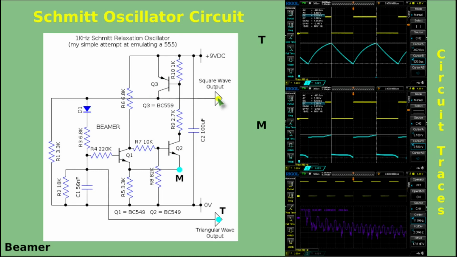Well, that's the basics out of the way. Let's get into the nitty-gritty. R1 is a pull-down resistor for the output transistor Q3 on its collector. R3 is C1's charging resistor, and it's via a diode. And R2 is the discharging resistor.